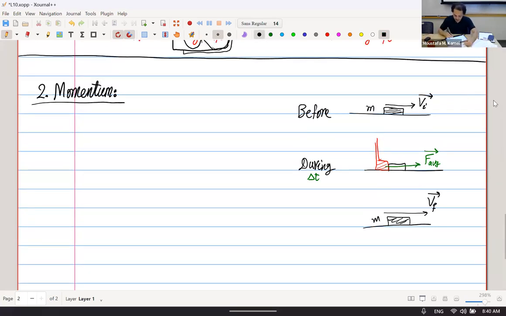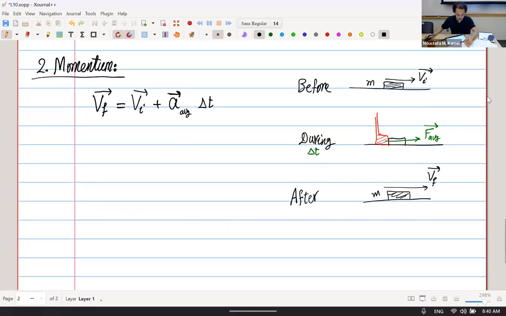So to connect these pieces together, we will use, again, kinematics along with Newton's second law. So we know if we want to calculate the final velocity and we have the initial velocity and time, we have this kinematic equation, V final equal V initial plus A average delta T. And this is the same equation as before. I just put the arrows because these are vectors. So there is nothing new here.